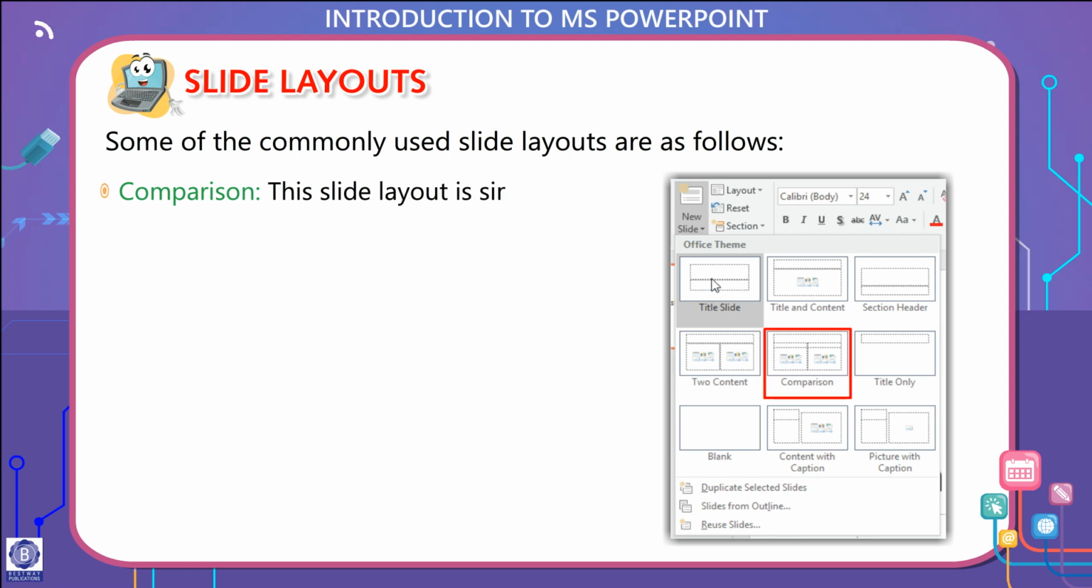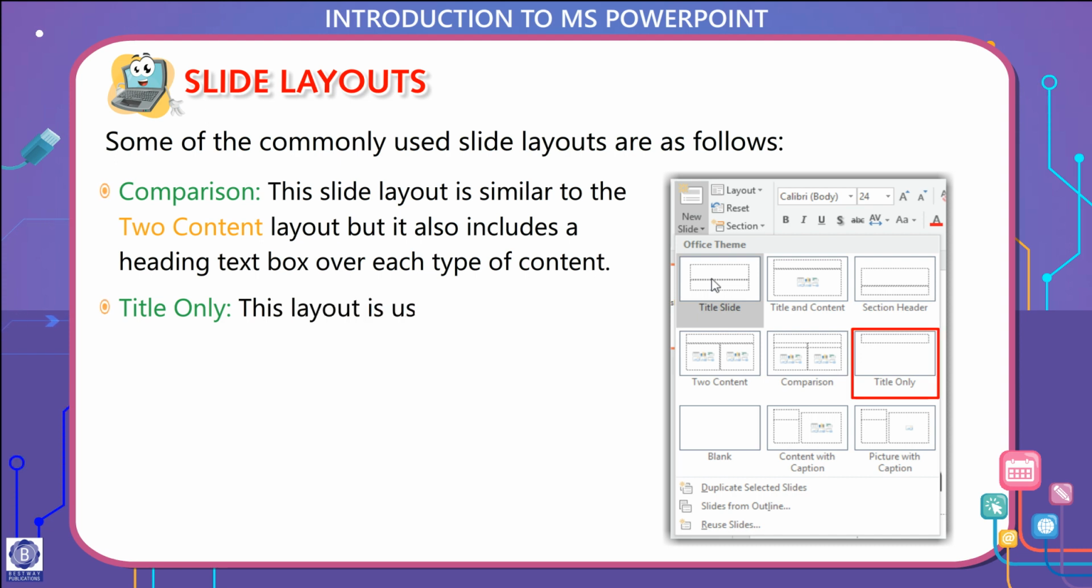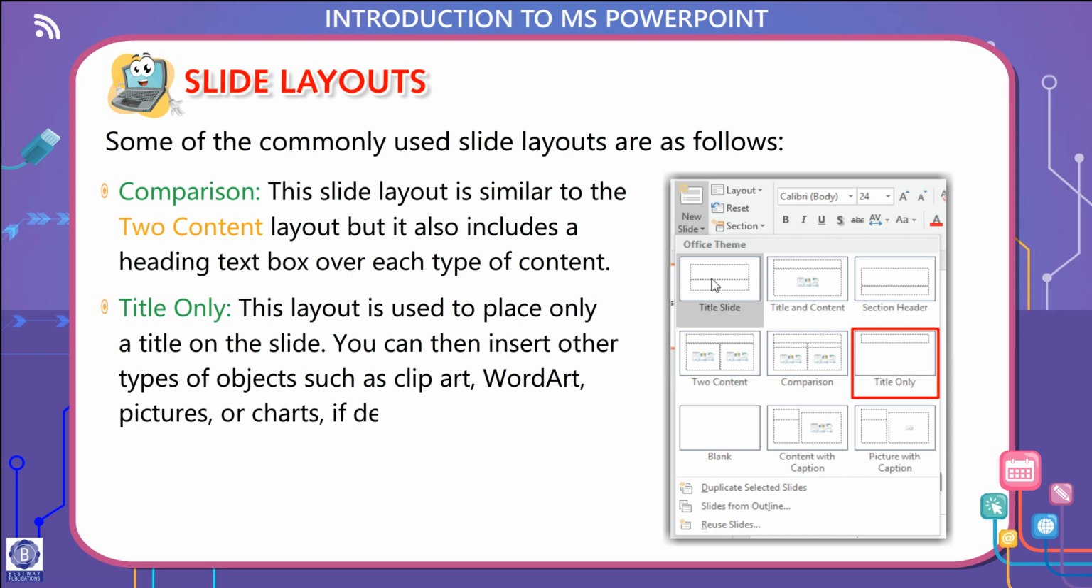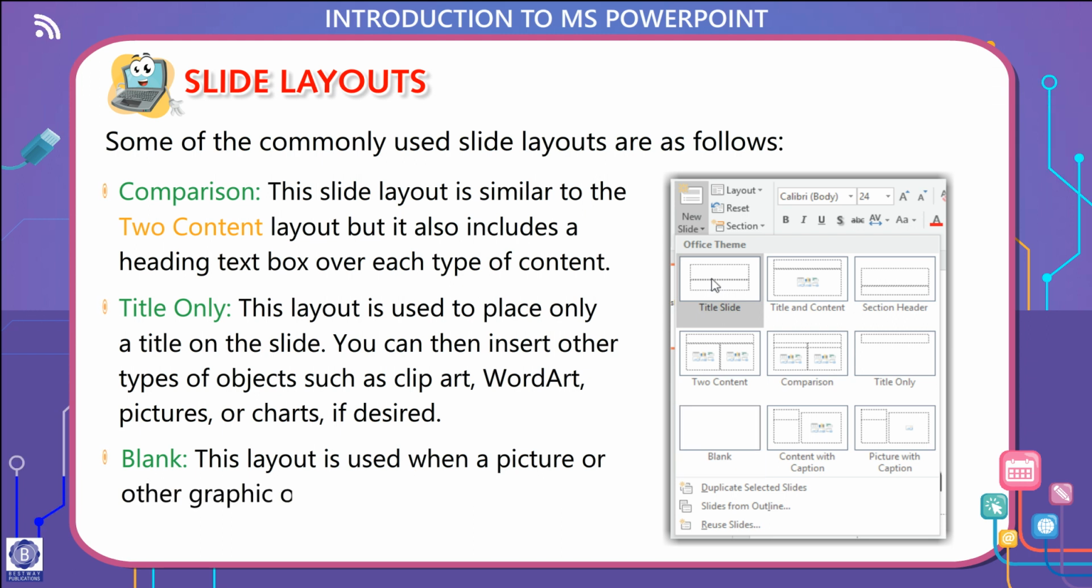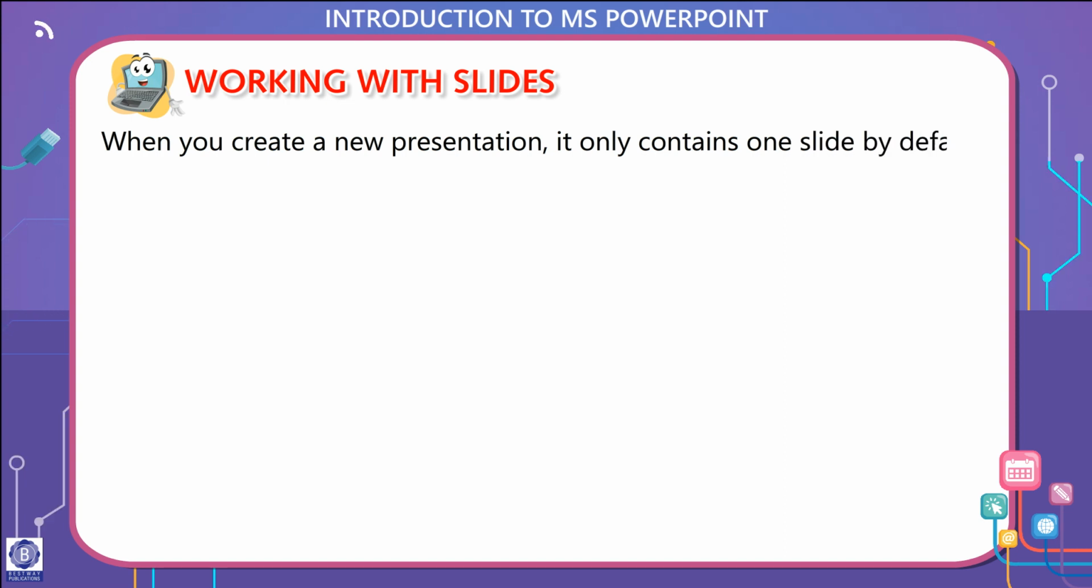Comparison. This slide layout is similar to the Two content layout, but it also includes a heading text box over each type of content. Title only. This layout is used to place only a title on the slide. You can then insert other types of objects such as clip art, word art, pictures or charts if desired. Blank. This layout is used when a picture or other graphic object does not need any additional information. Working with slides. When you create a new presentation, it only contains one slide by default.